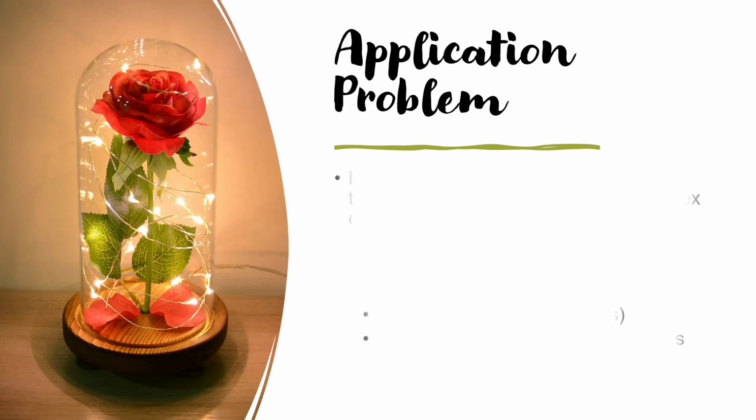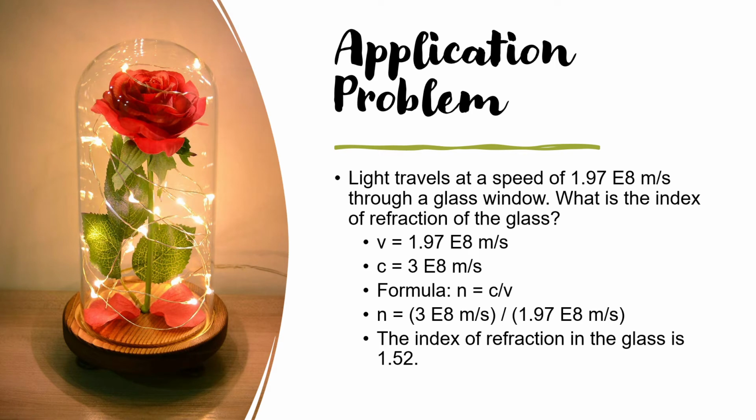Right, so here we have our first application problem. Light travels at a speed of 1.98 exponent 8 meters per second through a glass window. What is the index of refraction of the glass? First of all, just like always, you need to write down the givens of the problem. We have letter V, which is the speed of light in glass, so it will be 1.97 exponent 8 meters per second. And also we already have C, which is the constant of how fast light travels in the vacuum, so it will be 3 exponent 8 meters per second.